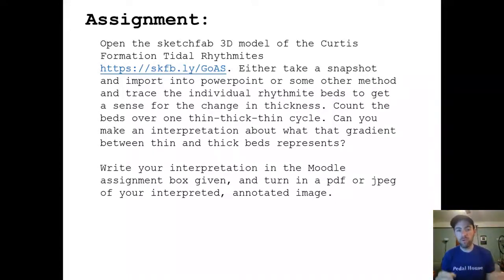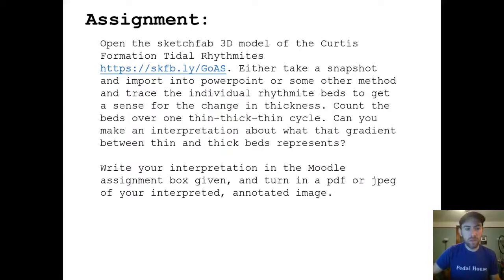So I'm going to post the Moodle link with an assignment box, and you'll have a short answer section in Moodle, and then there will be a place for you to upload a PDF or a JPEG of your annotated image to show me what you think. Okay, so I want you to spend a little bit of time, not too much, just kind of thinking about what that thickening and thinning might represent, and counting those beds and making some interpretations based off of that.